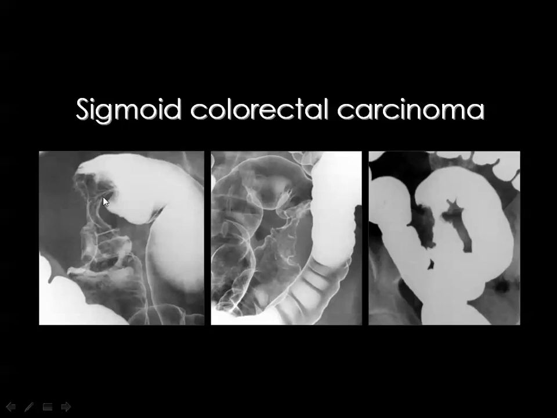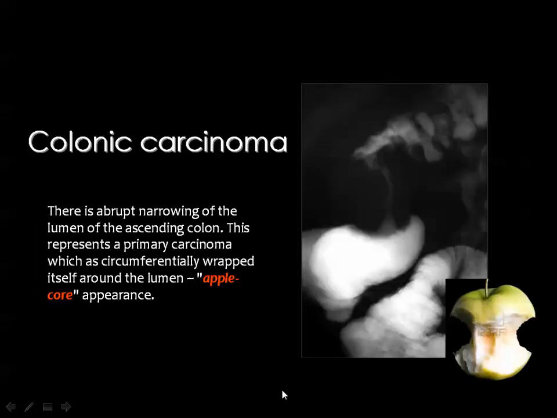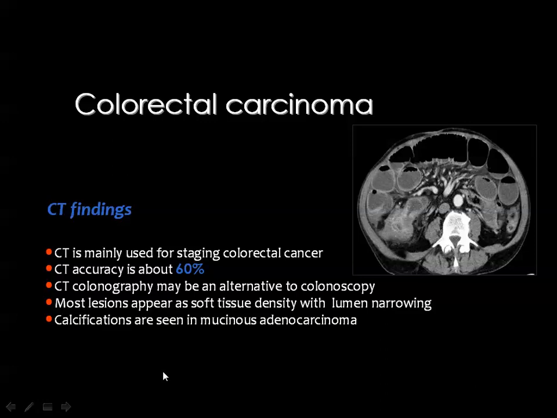And here is the typical apple core configuration in the sigmoid colon by air and by barium in a double contrast barium study. Classic appearance of apple core configuration in the ascending colon. This is the cecum, and this is the ascending colon, representing colonic carcinoma. And this may also be identified by CT scan.